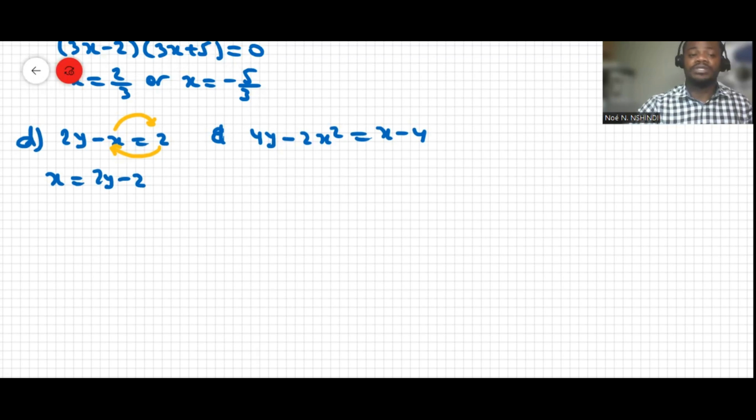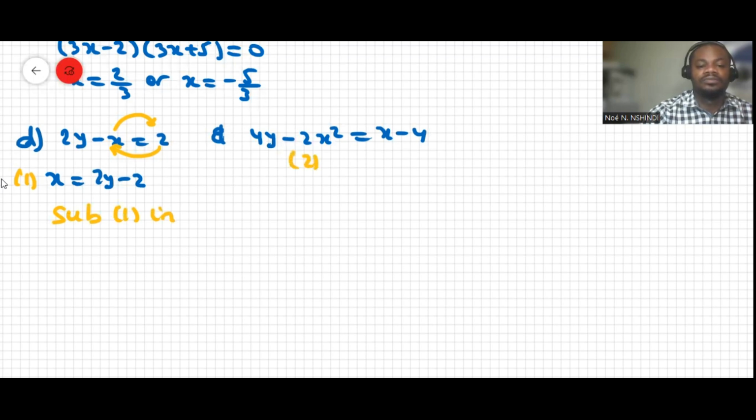Now, we can substitute the value of x in this equation, for instance. Let's call this equation 1. We can sub 1 in 2. That was equation 2, and this will be 4y minus 2x squared equal to x minus 4.